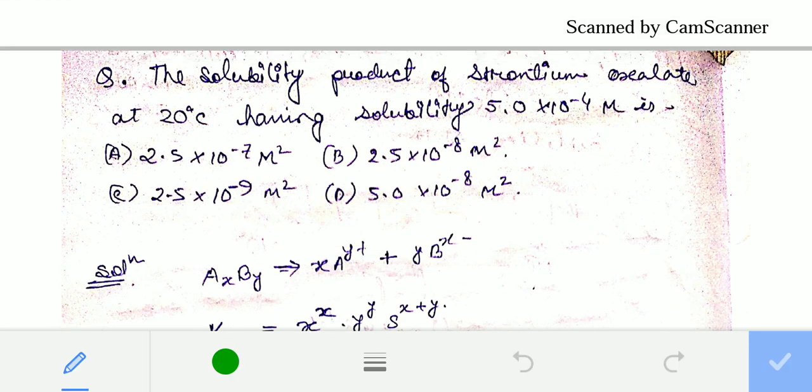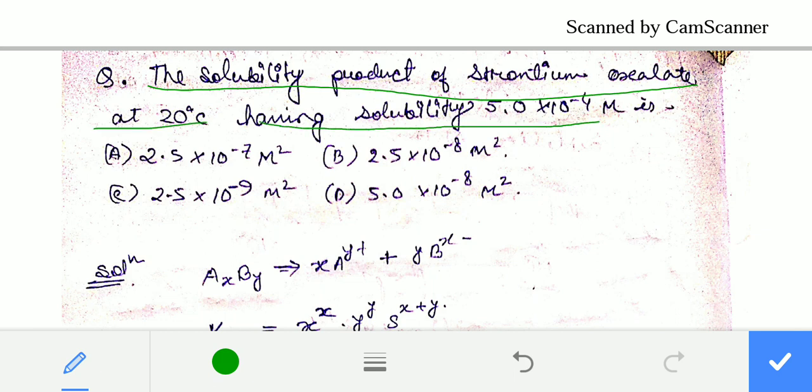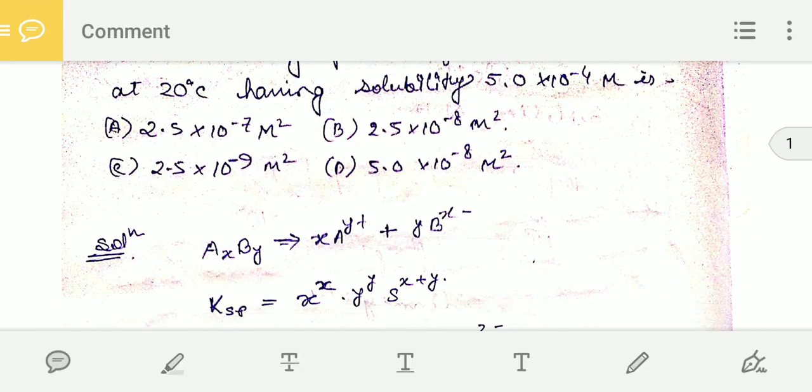Here we have the first question: the solubility product of strontium oxalate at 20 degrees Celsius, having solubility 5.0 into 10 to the power minus 4 moles. These are the options. Also, I have mentioned the solution for this question.